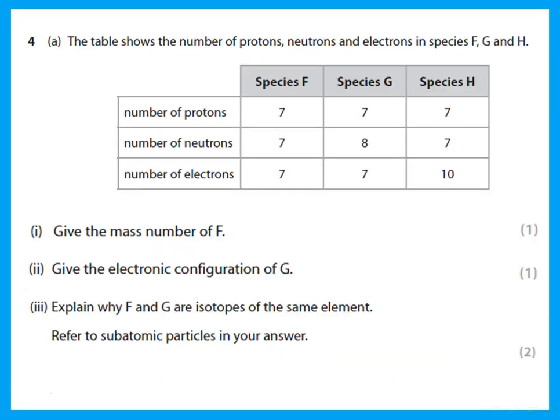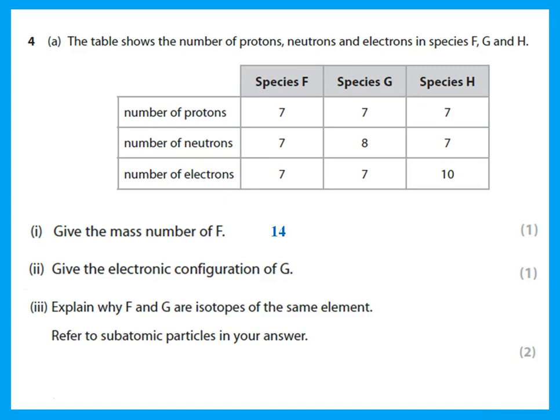The table shows the number of protons, neutrons, and electrons in 3 species. Give the mass number of F. Where is F? That's F. Now, what is the mass number? You should remember, mass number is what plus what? Mass number is protons plus neutrons. So 7 protons plus 7 neutrons, that is a mass number of 14.